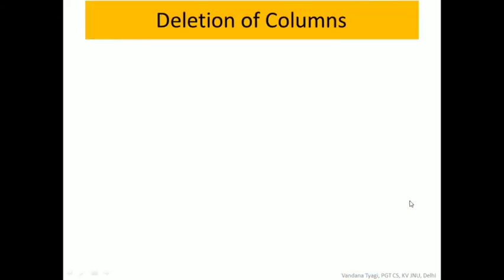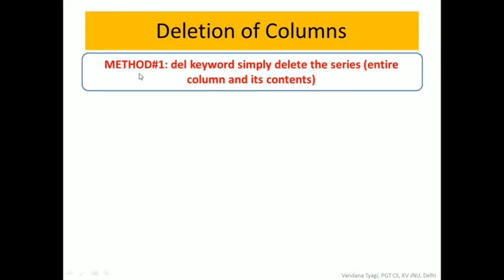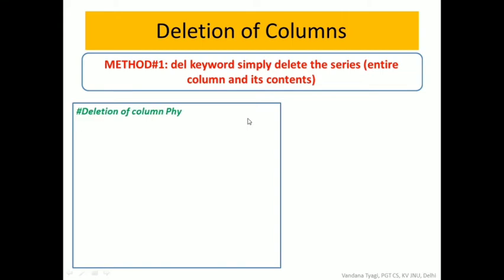Now we are deleting the columns. To delete a column, again we have various methods. The first method is del. We are using the del keyword and simply passing a series. So the entire content of that particular column is deleted.